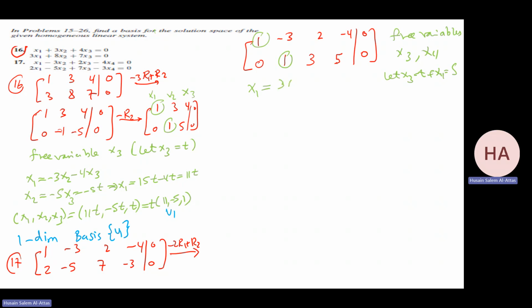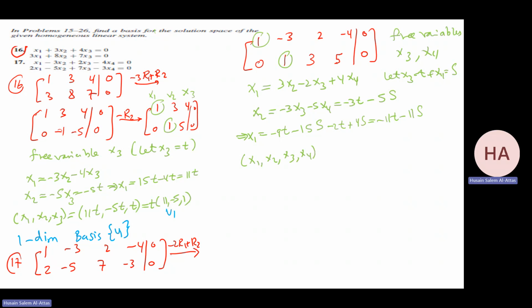So x1 will be 3x2 minus 2x3 plus 4x4, and x2 minus 3x3 minus 5x4, which is minus 3t minus 5s. So that implies x1 will be what? Minus 9t minus 15s, correct? Okay. Minus 2t plus 4s, which is what? Minus 11t minus 11s. So x1, x2, x3, x4 will be what?